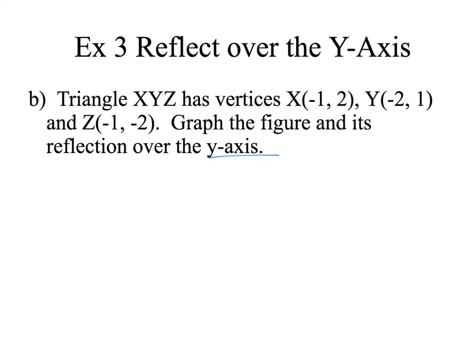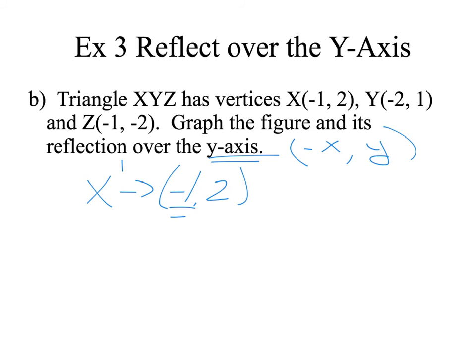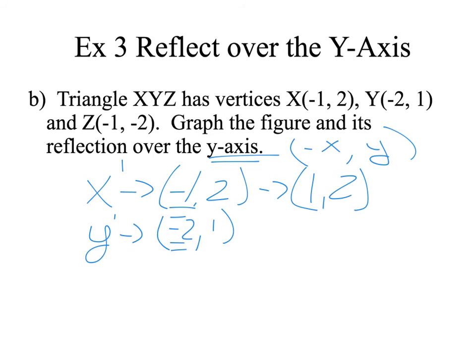Same thing, we're still going over the y-axis, so that means my x value is going to change and my y value is going to stay the same. So X prime starts at -1, 2. I'm changing my x value, so it's going to be 1, 2 when it's all said and done. Y is at -2, 1. So Y prime is going to change my x value. So that -2 is going to become +2, and the y coordinate of 1 stays the same.